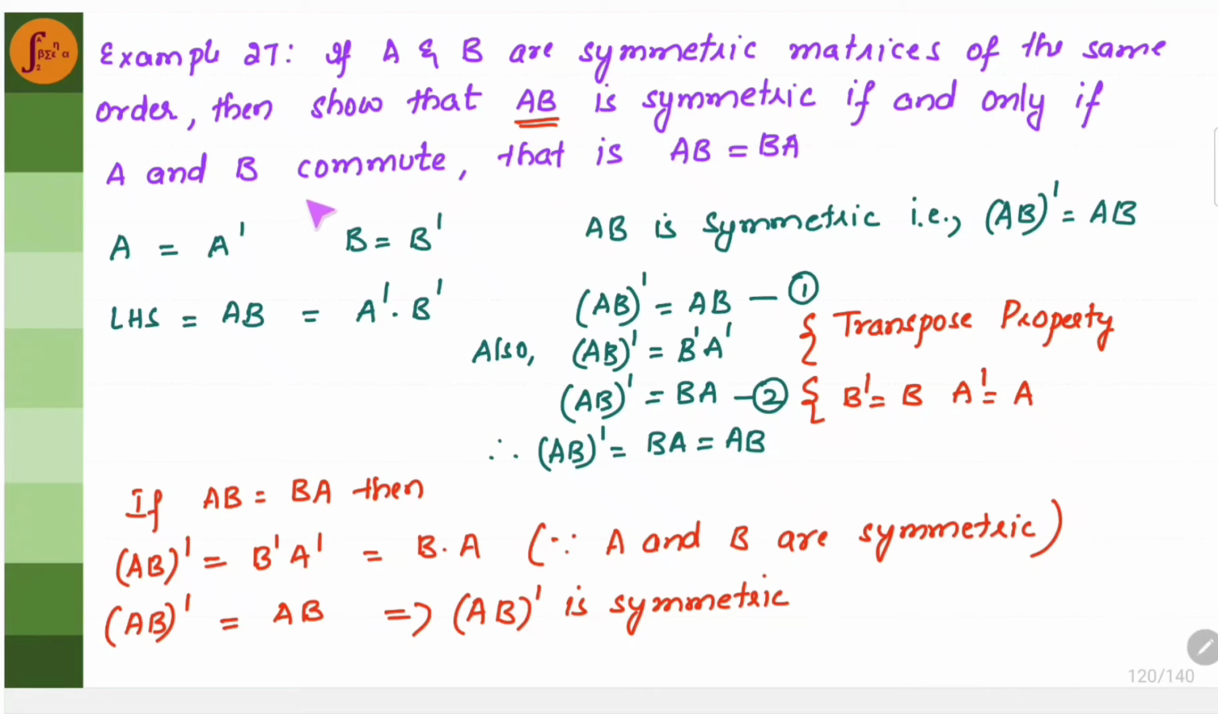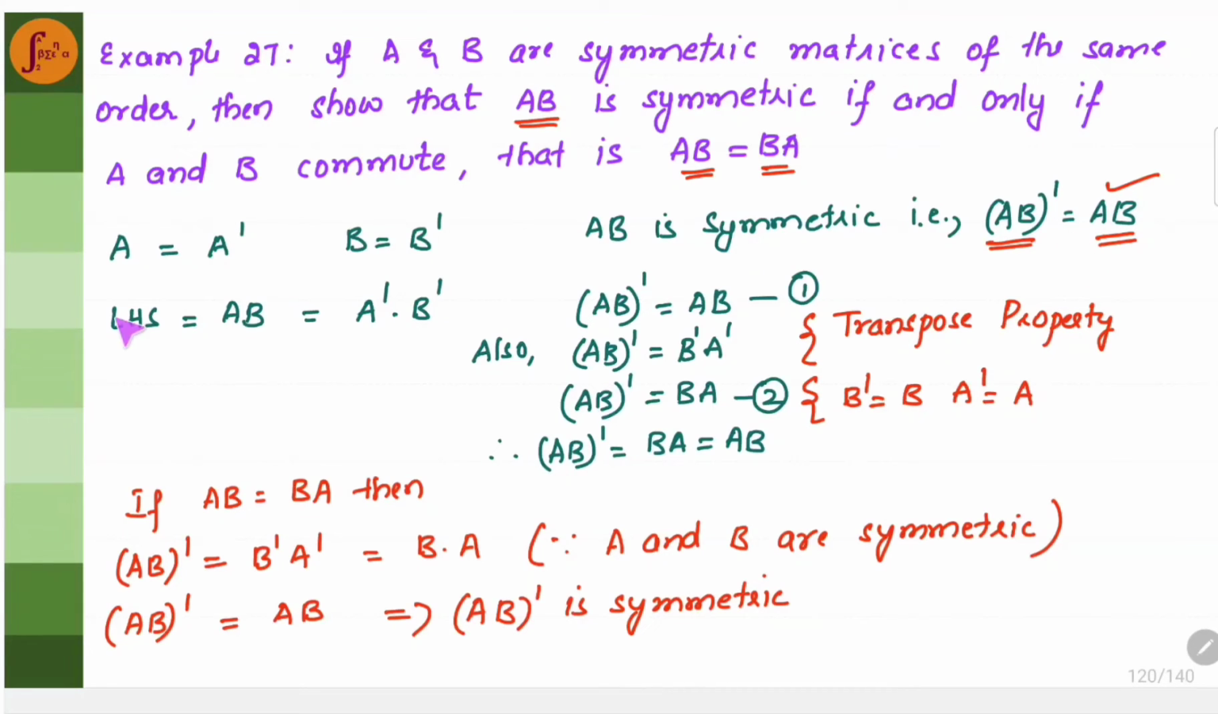if and only if A and B commute, that is, if AB is equal to BA. The final thing is to show that AB is symmetric. If you have to show AB is symmetric, what is the condition? First condition: if AB is symmetric, AB transpose should be equal to AB, correct? For any matrix to be symmetric, the transpose of it should be the same as the matrix. AB transpose should be equal to AB if AB has to be a symmetric matrix.